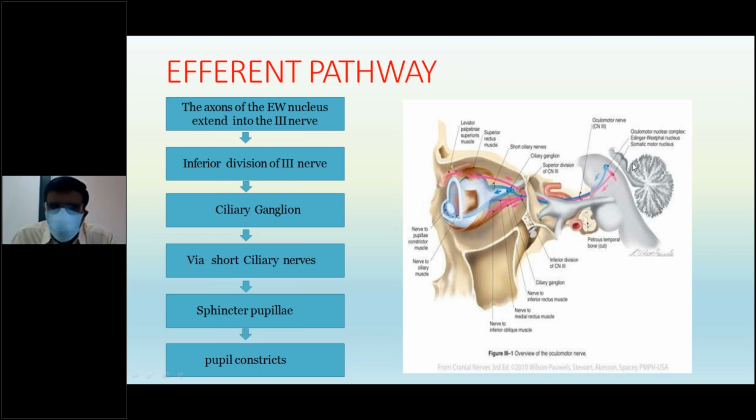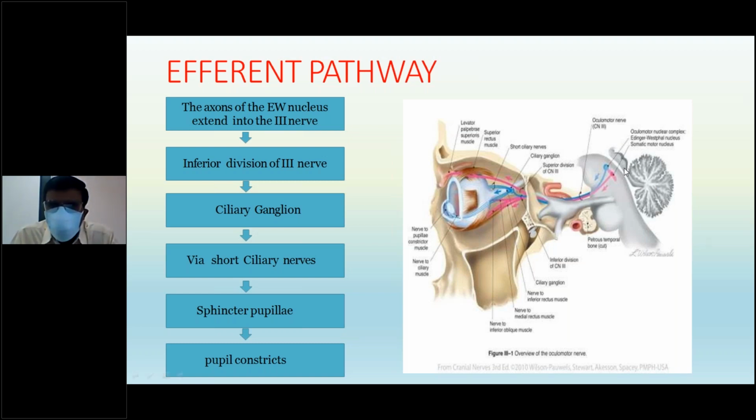The afferent pathway starts from the ganglion cells of the retina. From the rods and cones to the ganglion cells, to the axons of the retina, to the axons of the optic nerve. From there to the optic chiasma, to the optic tract, to the lateral geniculate body and optic radiation, and then to the pretectal nucleus. The pretectal nucleus is connected with the Edinger-Westphal nucleus of both sides by the internuncial fibers. That is the afferent pathway.